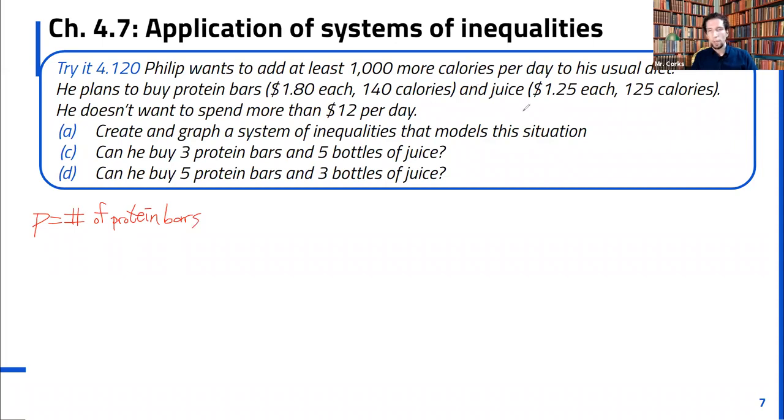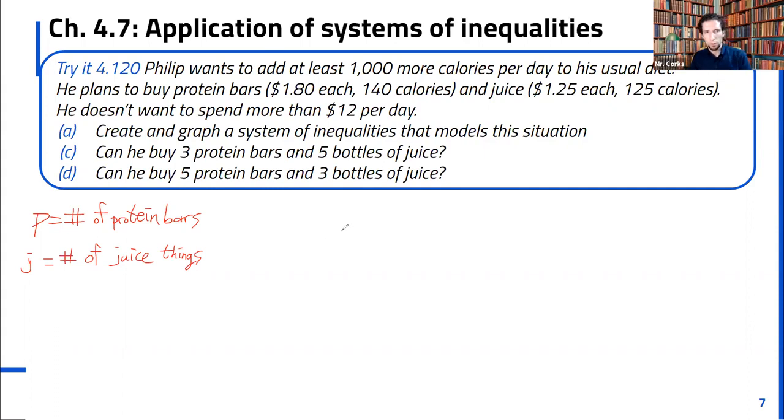All right, and then the other thing that we have in the situation? J. So J for number of, I don't know, cans of juice, bottles of juice, whatever the unit is, number of juice units. So they haven't told us here. Okay. So we have our two variables.